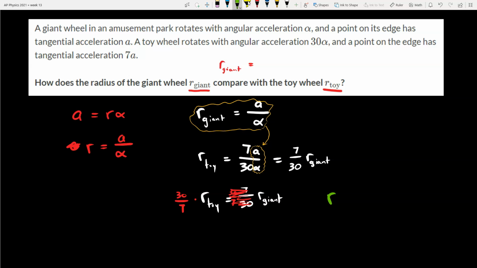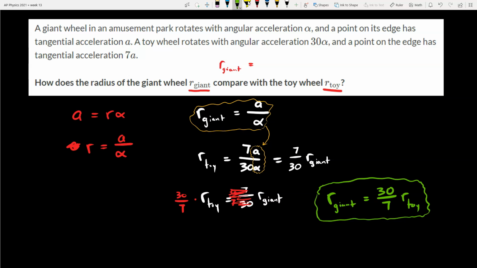Radius of the giant wheel is equal to 30 over 7, the radius of the toy. That is how it compares. The radius of the giant wheel is 30 over 7 times bigger than the radius of the toy wheel. And that would be whatever answer, you know, these are usually multiple choice. So that would be whatever answer I'm looking for.